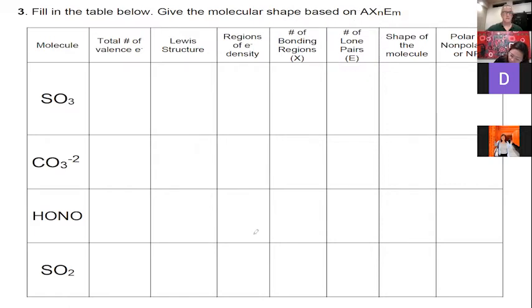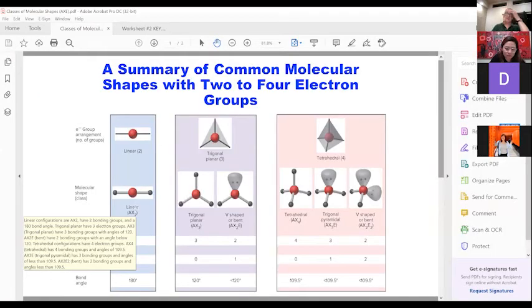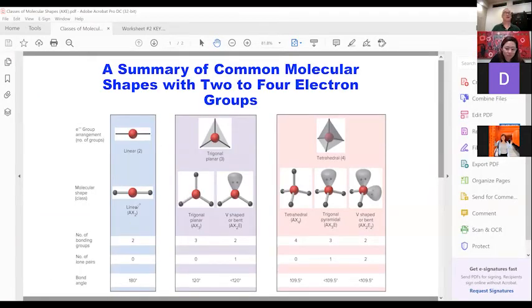So I put the table in the chat, but I don't know what happened to it. I can put it there again. So where? Oh, I can't do that while I'm sharing. Anyway, it is in Canvas. I can also show you what it looks like. It's this file here. It's just a summary. It's called Classes of Molecular Shapes, brackets AXE.